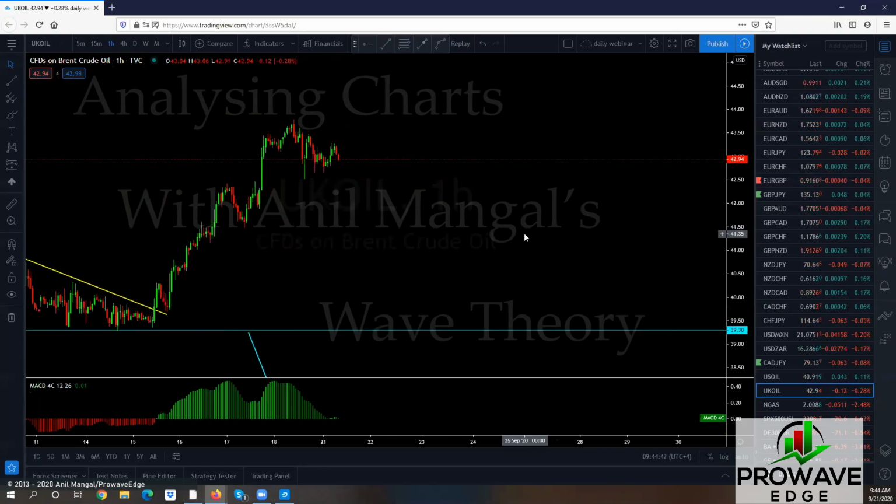Short term, yep, this looks like it's going to probably retest the low and then go up if that's the case. You look at this as a contracting flat in the middle.